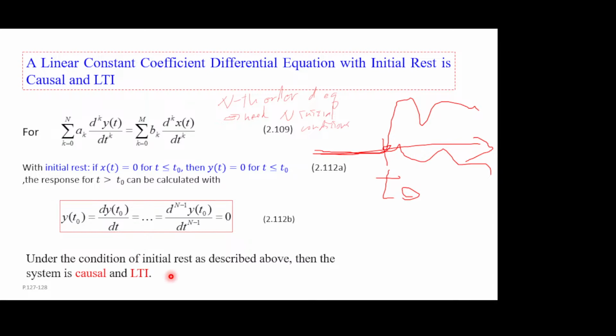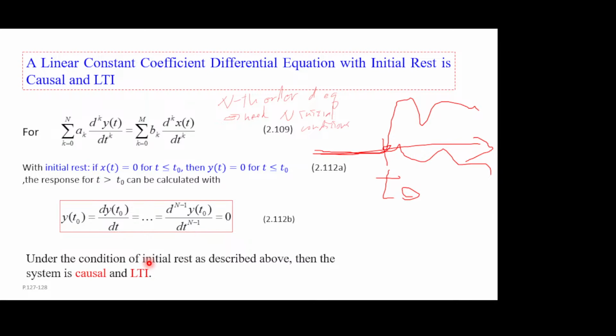And okay, we're actually a little faster. I guess any questions so far? And the bottom line is we have this equation, and we have the initial rest condition. Then the system is causal and LTI.